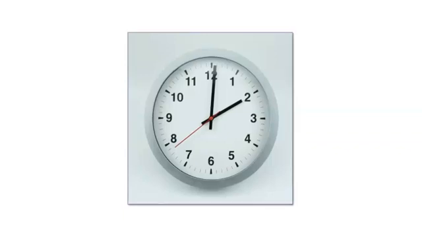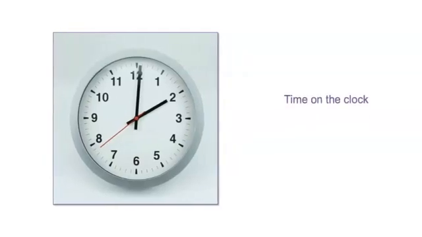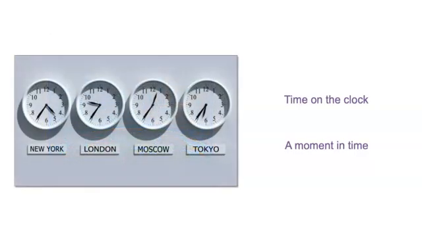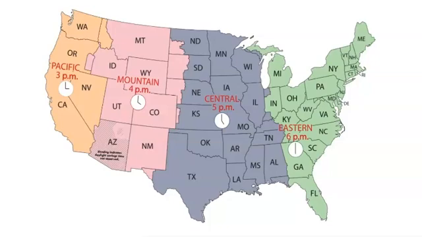We have been using the word time, but are we talking about time on the clock or a moment in time? Well, at a given moment in time, when the Earth and the Sun are in certain positions, clocks in different locations on Earth show different times. When the time is 4:35 p.m. in New York City, the time is 9:35 p.m. in London, England. Let's look at different time zones in the United States.